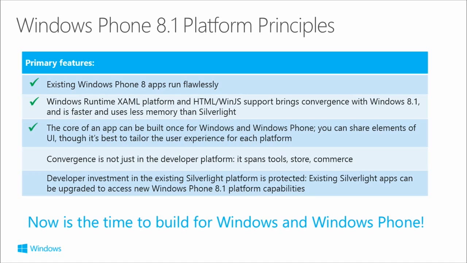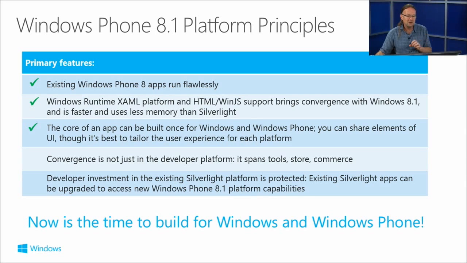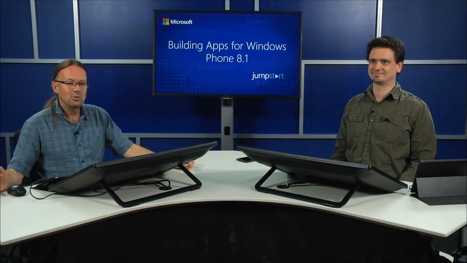Using that, you can share loads of code and bits of XAML, although we do stress it's best to tailor the user experience for each platform. We're also converging across the tools, store, and commerce. But if you still want to stay with Silverlight, we totally love you for that. It's awesome. You can still carry on doing that, and with Silverlight 8.1 you also get access to all of these new Win RT APIs that are not to do with the XAML side of things. So, in summary, now is the time to build for Windows and Windows Phone. It's never been such an exciting time to be a mobile app developer. There we go, that's the first session wrapped.